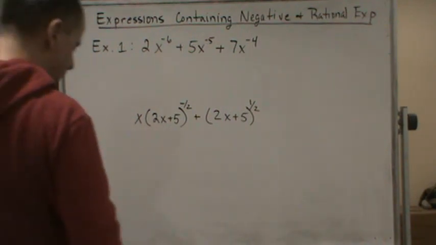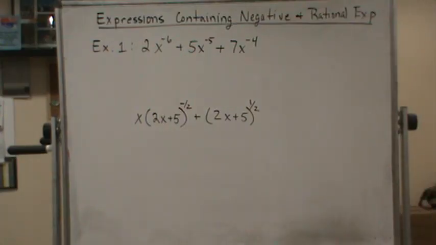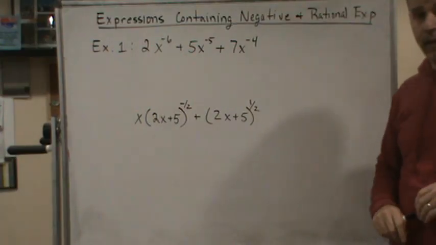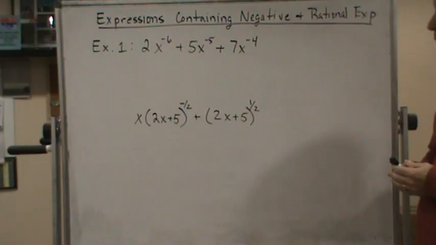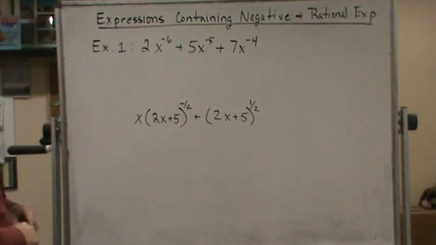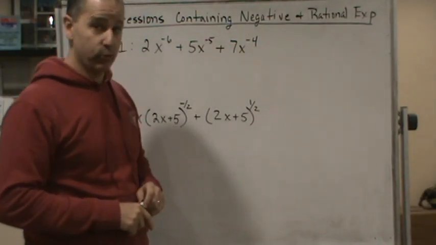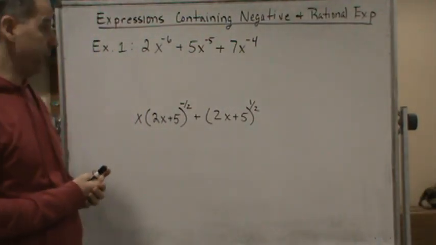All right, so now our final topic for dealing with factoring is going to be how do we factor expressions containing negative and rational exponents. So let's do a couple of examples so you can see how I do this. So the first thing is just like with any factoring, we want to look for the greatest common factor.